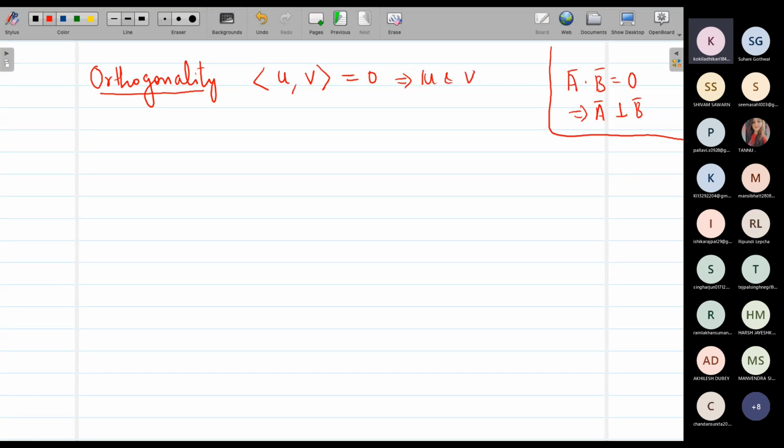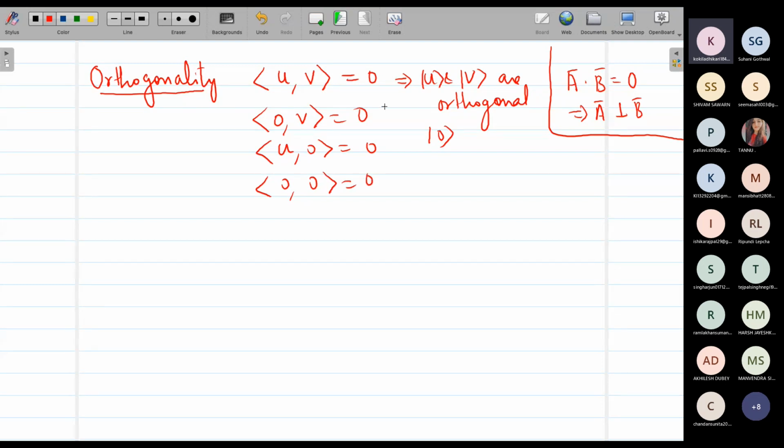U and V vectors are orthogonal. It is very similar to this. If the inner product of two vectors turns out to be 0, then they are orthogonal. Of course, the 0 vector is orthogonal to every vector. In fact, the 0 vector is orthogonal to itself also. And this happens in the case of regular three-dimensional space also.